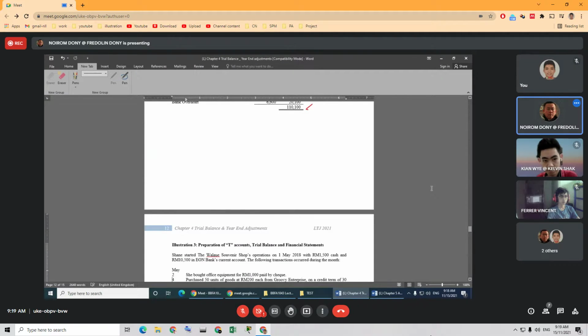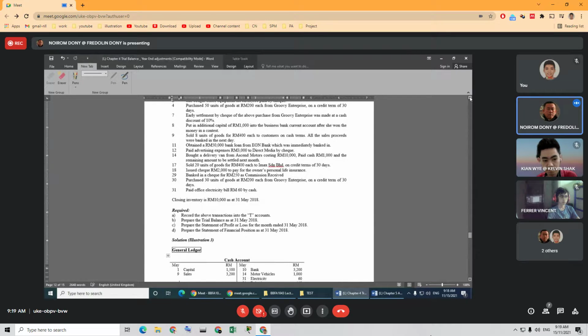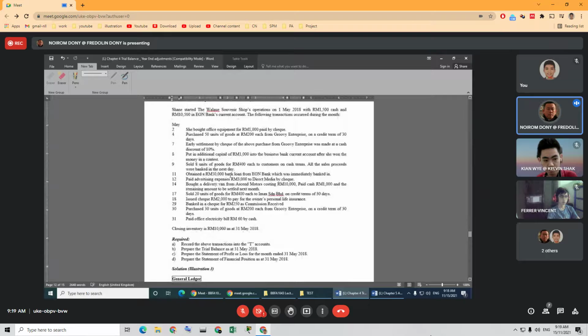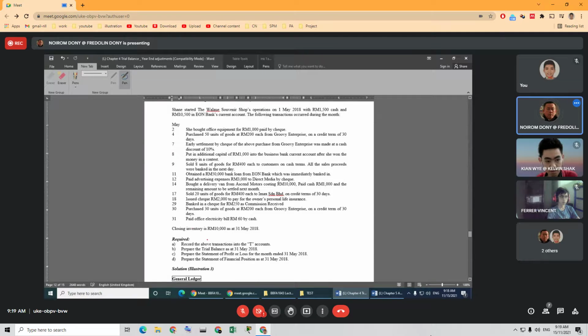So we go to the other part. Okay, that is from the transaction. Okay, and then look at the question. Record the above transaction into the T account. So T account meaning referring to the ledger account. Where can we have a ledger account? In the main ledger, general ledger.